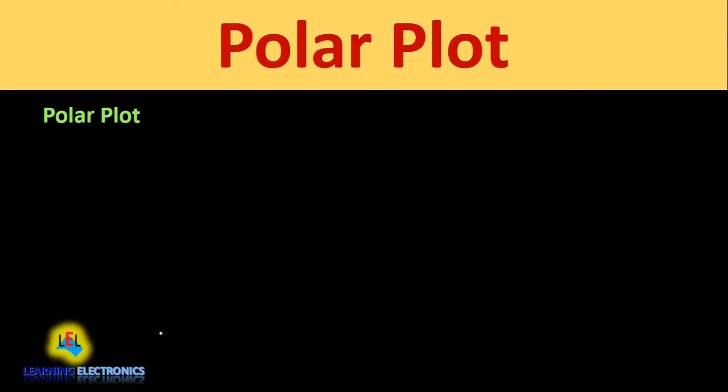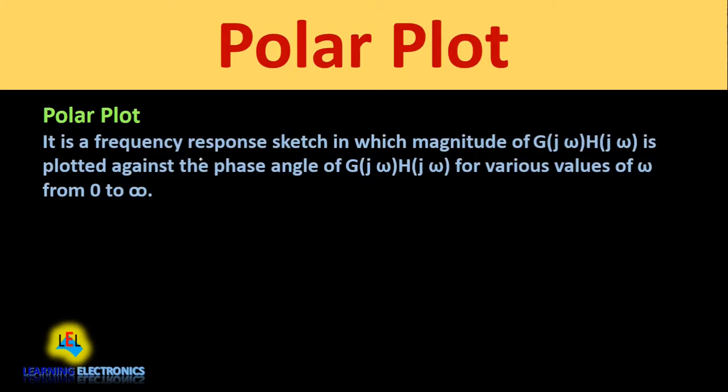Now let us see the simple definition of polar plot. Polar plot is a frequency response sketch in which the magnitude of G of j omega into H of j omega is plotted against the phase angle of G of j omega into H of j omega for various values of omega from 0 to infinity. That means polar plot is a frequency response plot in which the magnitude and phase angle of G of j omega and H of j omega are plotted on the S-plane for various values of omega from 0 to infinity.